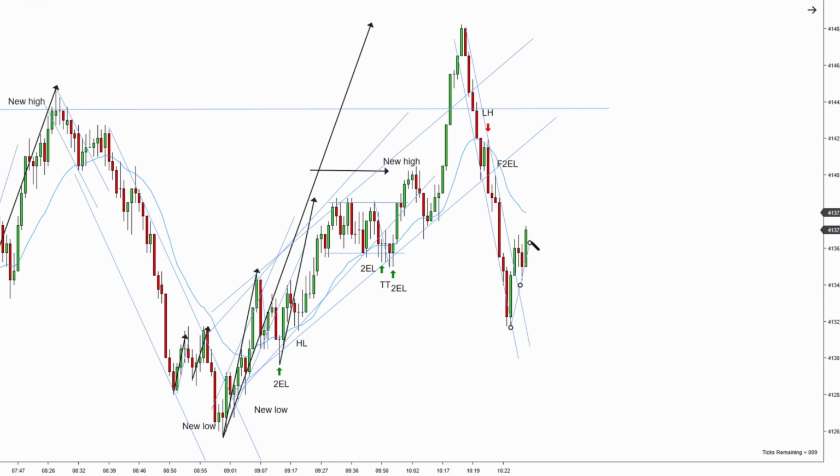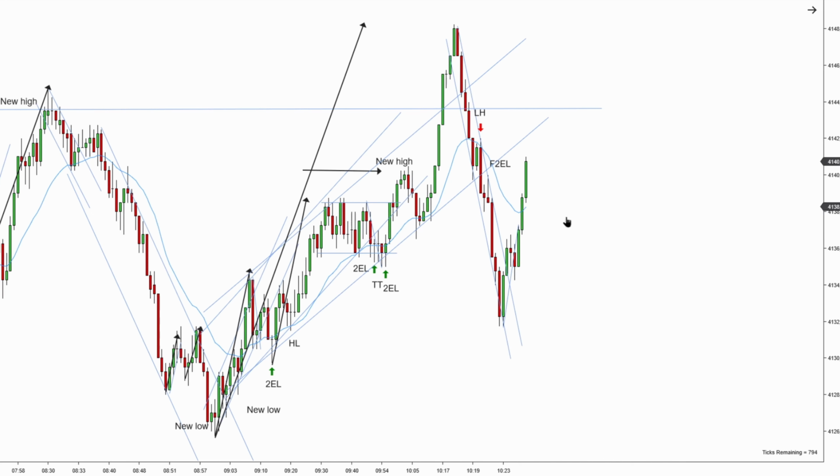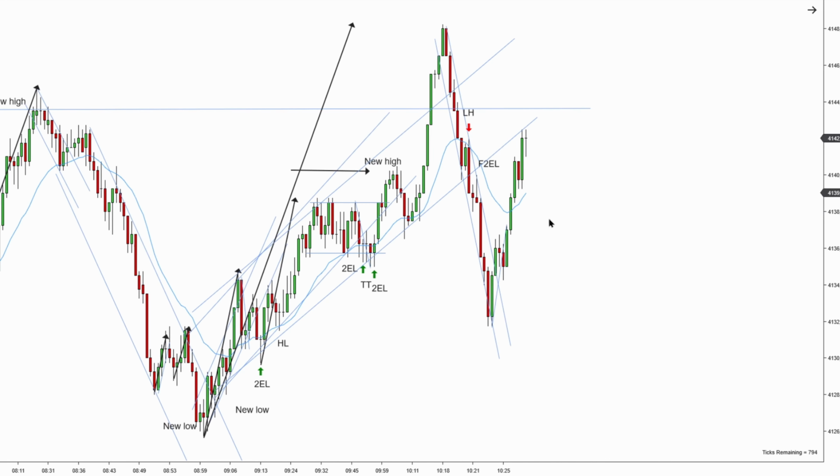Okay, at this point, what are we expecting? We're expecting the second entry short for this downtrend. Let's see how EMA is going to hold. And EMA is not holding at all. And notice how far we are already retracing. So this is a clear clue from the EMA.